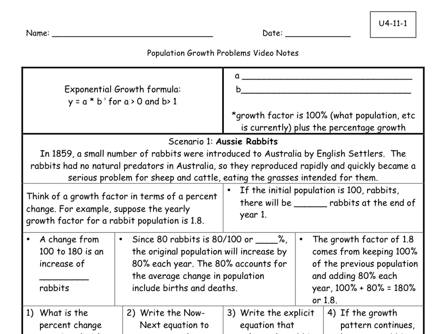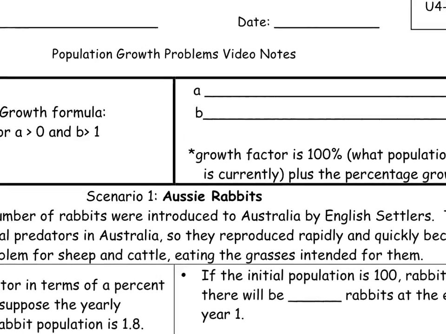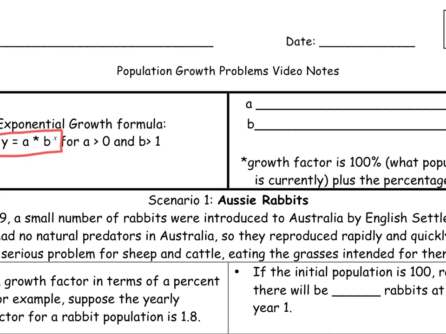So this is the formula we talked about yesterday. This formula right here, y equals a times b to the x, where the a value is our start, or our initial value. Where are we starting out with, and b is our growth factor.